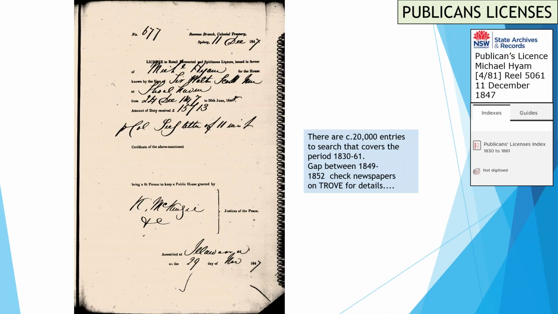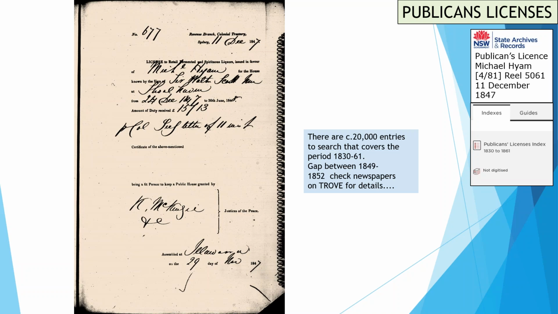Publicans licenses is one of the more hectic series of records because the format for the records will change quite a bit. So I'm going to put a few slides into teaching you about publicans licenses. The easy place to start, though, is always the indexes online, and you can see it there with the publicans licenses index. It covers 1830 to 1861 with a small gap between 49 and 52. So that's an easy in. You can find this, and this is the payoff when you go into our reading room to look at the reel. Gives the name, and gives the place, gives the date, and so forth. Certificate of the above, being a person to be able to keep a public house, and so forth.